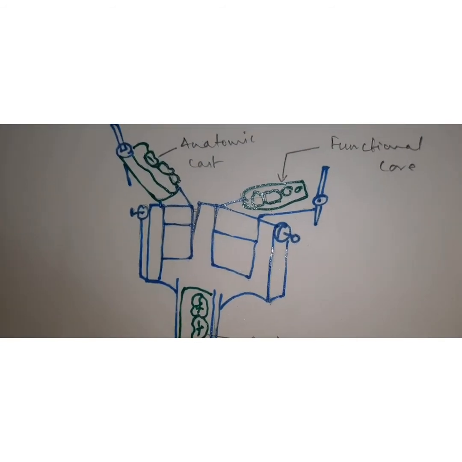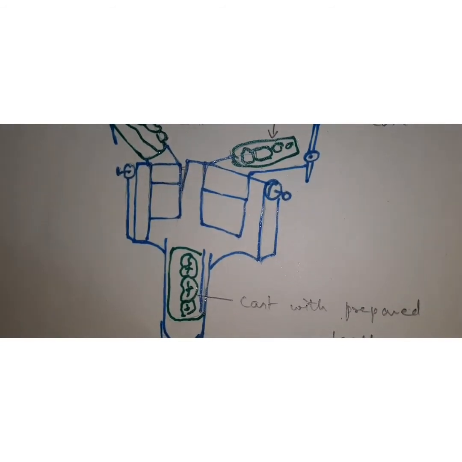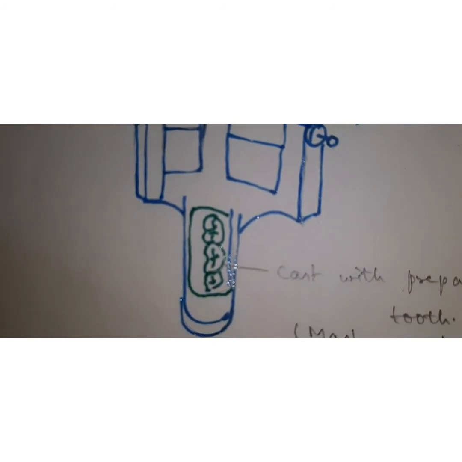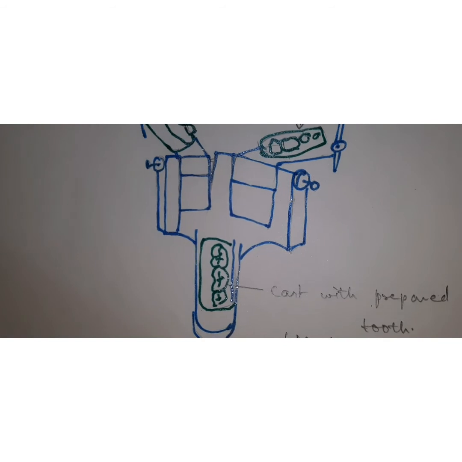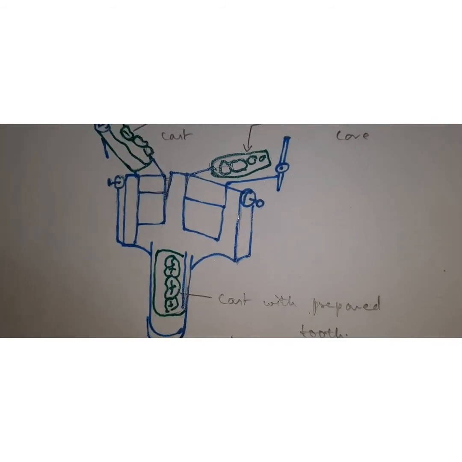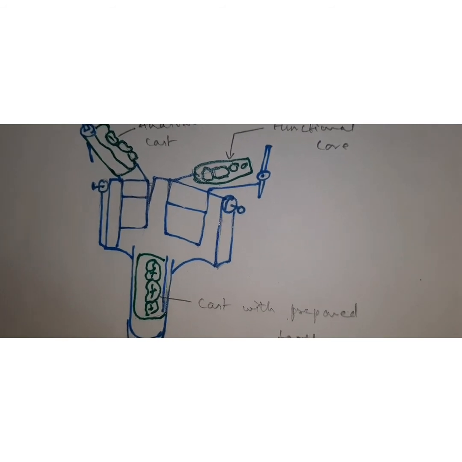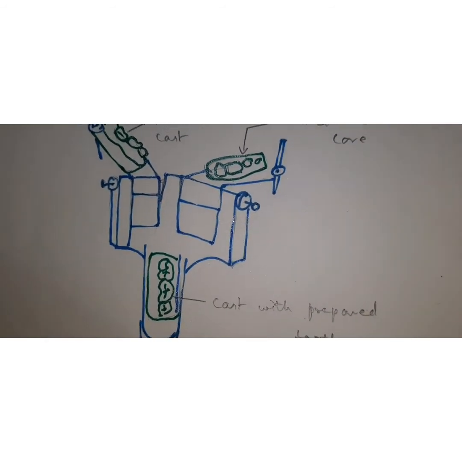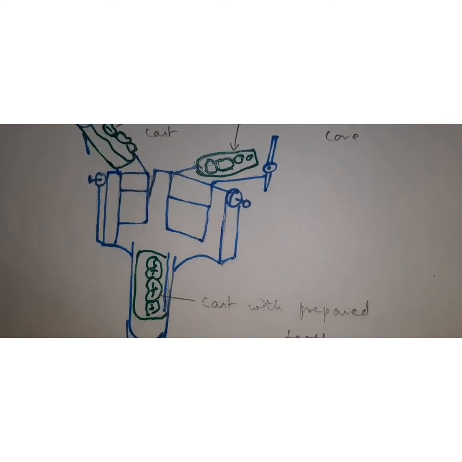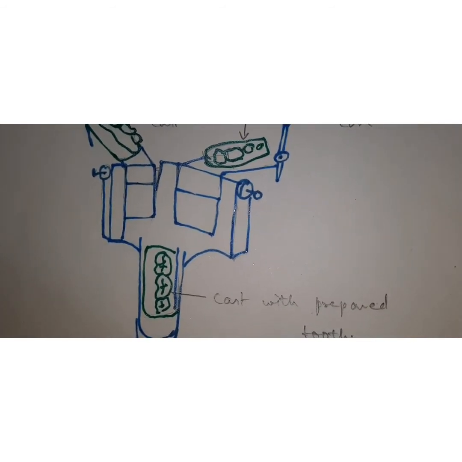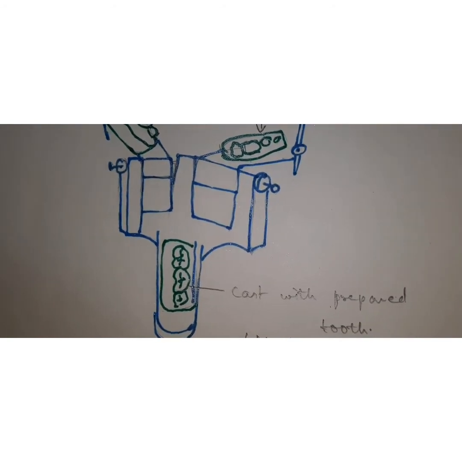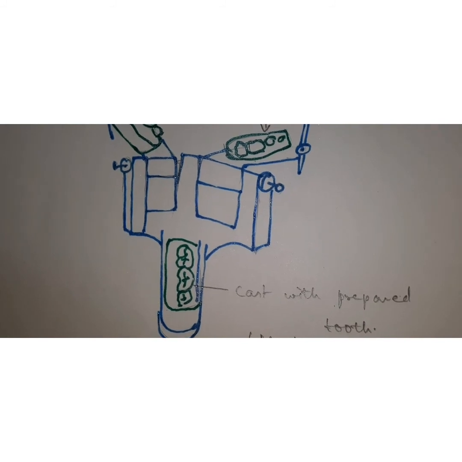So once this is done, you are going to make a wax pattern on the sectioned die in the center, and check it. Initially you check it with the anatomic cast, and then you refine your wax pattern with the functional core. Once you find that there is no interference between the functional core and the sectioned master cast with the pattern, then you are going to invest the pattern and cast it. So after casting you will have the crown.